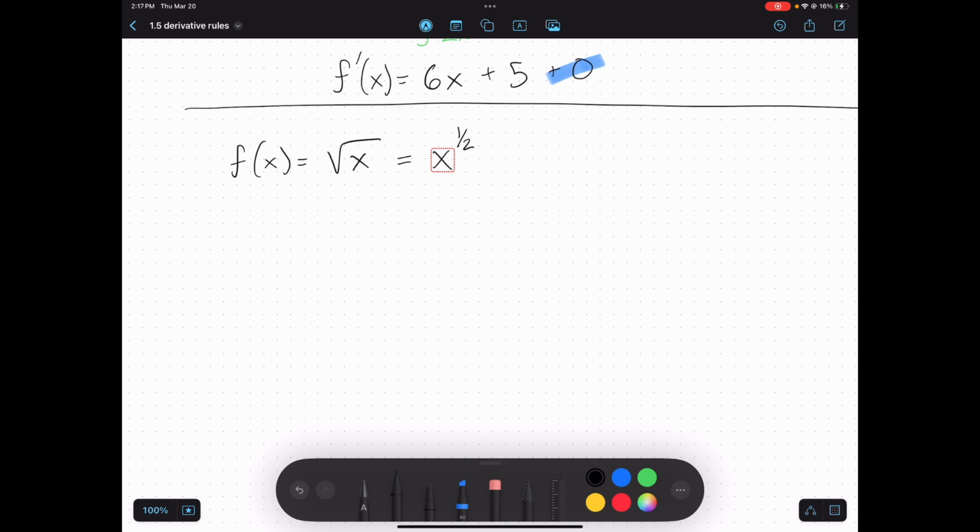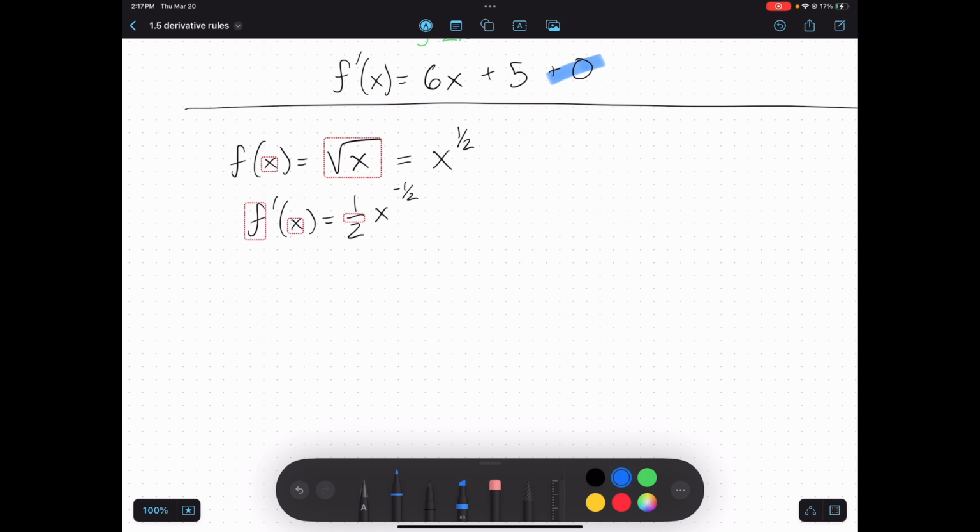So what would my derivative be? I would bring down the exponent and multiply it, and then subtract 1 from the exponent. Reduce that exponent by 1. Well, what's 1/2 minus 1? I get negative 1/2. And that would be my derivative.